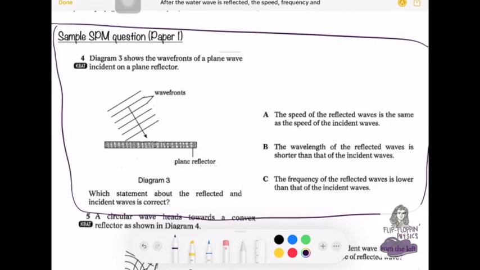Now we're going to have a look at a sample SPM question about this topic, a question from Paper 1. You can read the question, try it out, pause the video, and come back later for the answer.